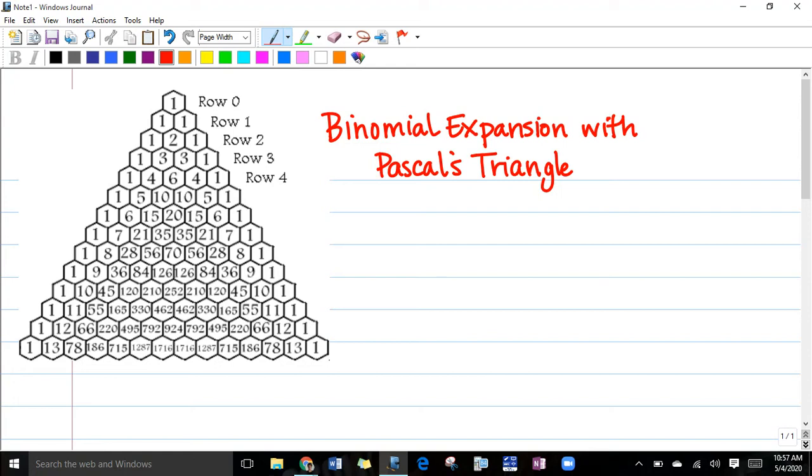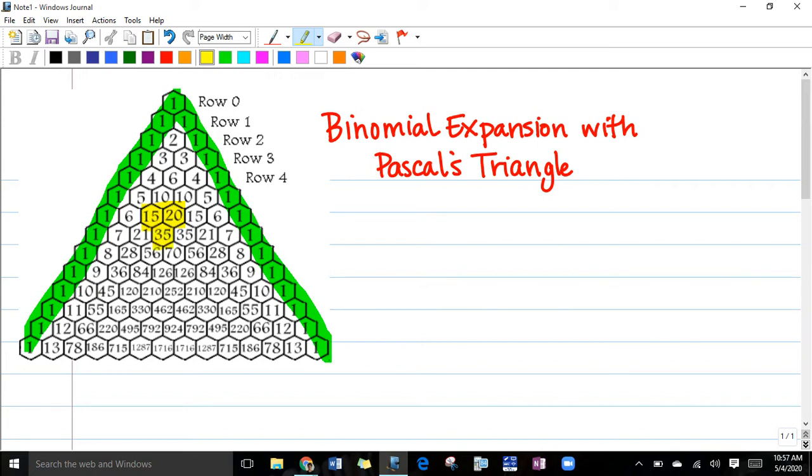Today I'd like to show you how we can use Pascal's triangle to expand binomials. Now Pascal's triangle is this pattern of numbers that you see here at the left. You'll notice that all of the outside values are ones, so every row starts with the number 1 and ends with the number 1. And on the inside, if you pick any two cells and add them together, you get the cell that's below them.